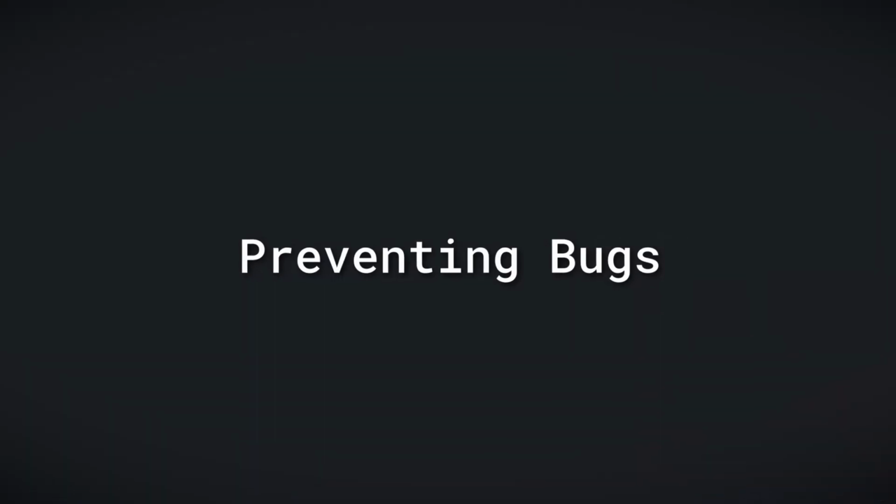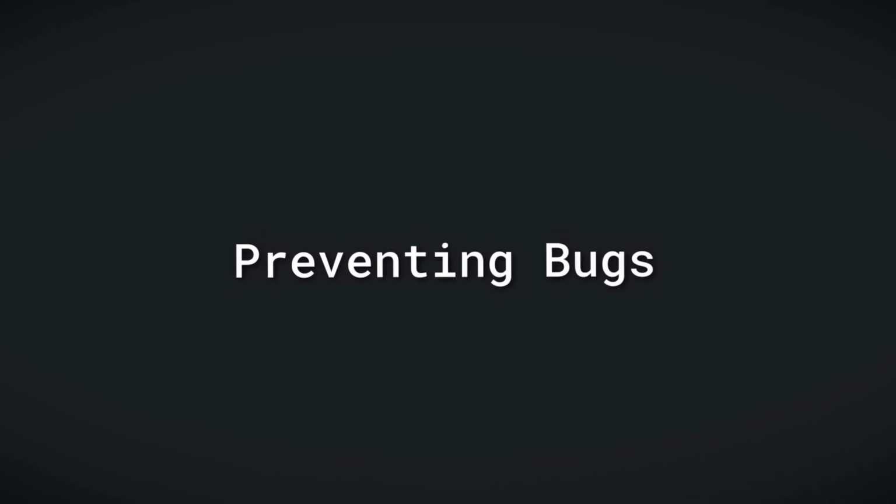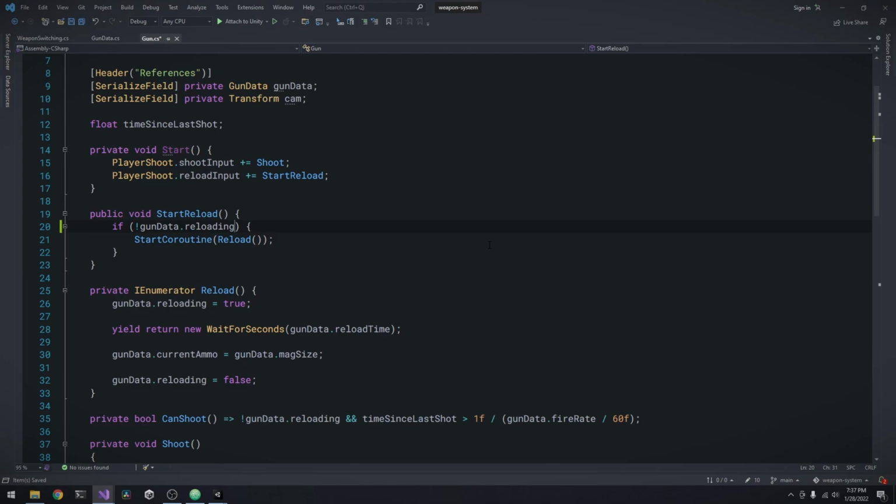Now we're not done just yet. We need to ensure that the weapon switching doesn't interfere with reloading, so we'll simply cancel the reload if the player switches the weapon. In the gun script, in the start reload method where we check if we aren't already reloading before actually reloading, add another condition. That condition being that this game object is active. Now if the weapon is inactive, it won't try to reload.